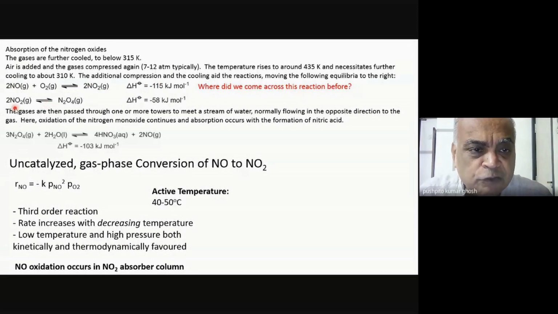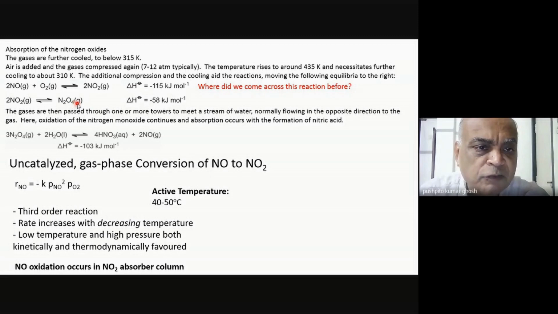All of you have learned also in school, presumably, that NO2 tends to form a dimer, N2O4, and that's also an exothermic process. Because it's an exothermic reaction, and also if you look at the stoichiometry, you can see that lower temperatures and higher pressure would facilitate the reaction, because 2 moles is going to 1 mole. So lower temperatures and higher pressures are beneficial from the conversion point of view.